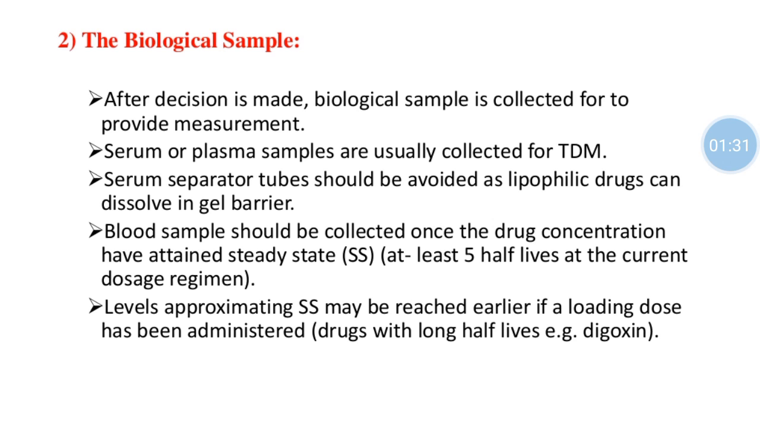Blood sample should be collected once the drug concentration has attained a steady state, meaning the steady state level is there. Then only we should collect the blood, that is at least 5 half-lives of the drug dosage regimen. Approximately, steady state may be reached earlier if a loading dose has been administered, meaning steady state is achieved fast if you have taken the loading dose. That applies to drugs with a long half-life, for example digoxin. A loading dose will produce a fast achievement of steady state concentration.